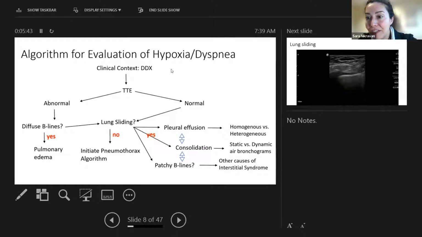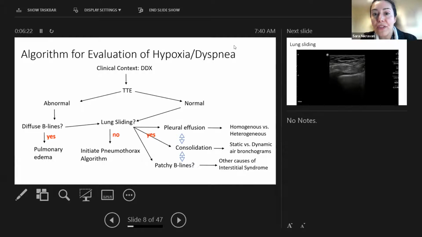In my patient population, because I'm a cardiothoracic anesthesiologist and an intensivist, the first question I always have for myself is, is the heart okay? Because they could be hypoxic or dyspneic because of heart failure. So the first thing I really want to know is, do I have a clear understanding of what the heart is doing? If the heart function is relatively normal, then the next question I ask myself is, is there lung sliding? And that question, whether it is yes or no, helps me move down the algorithm.